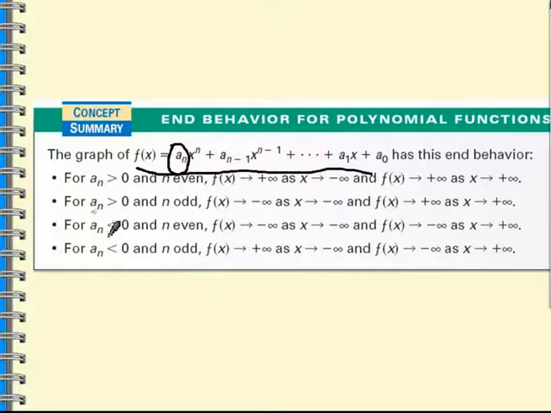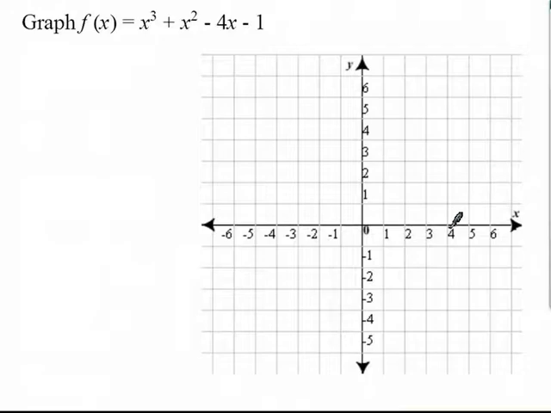And then we have the summary down here for negative coefficients. It's just the opposite of these two points. So that's the opposite of that, and that is the opposite of that, because a sub n is the opposite. Okay, let's use this. Let's go over two quick examples of how to graph.